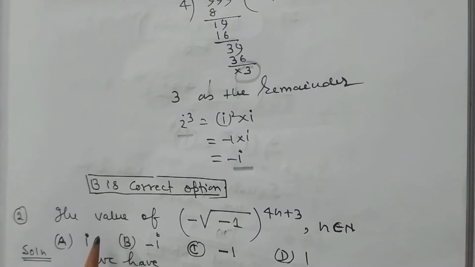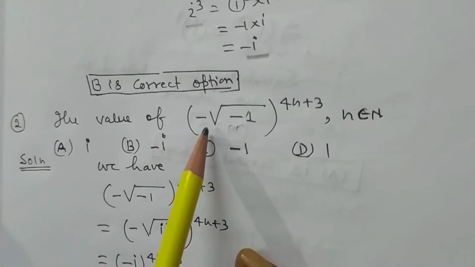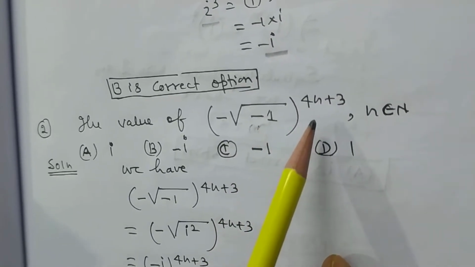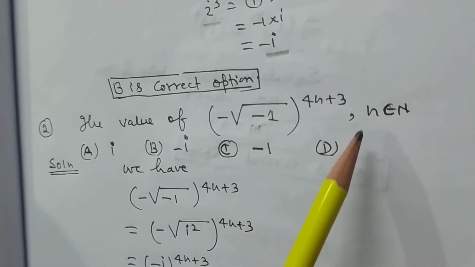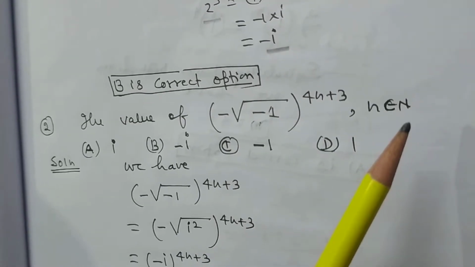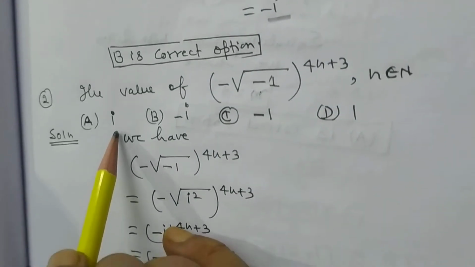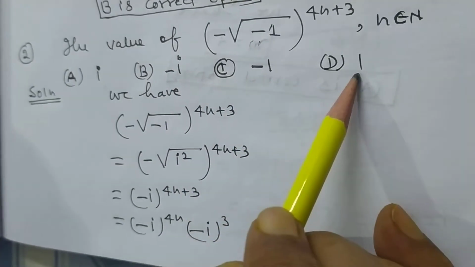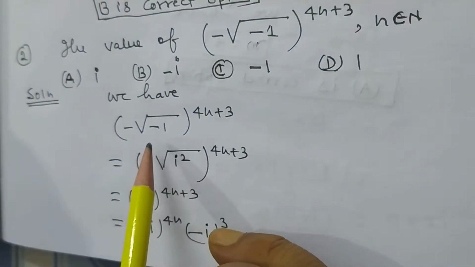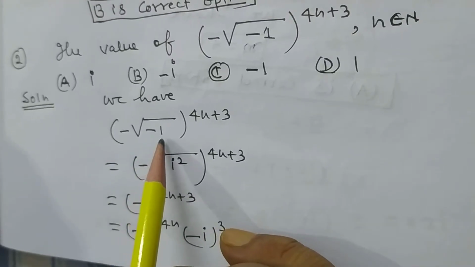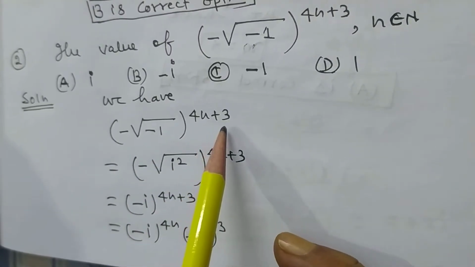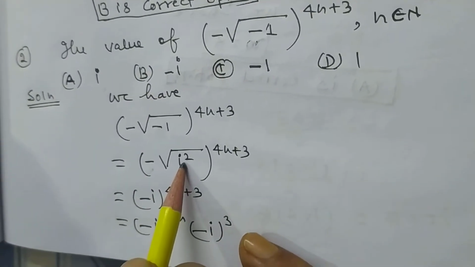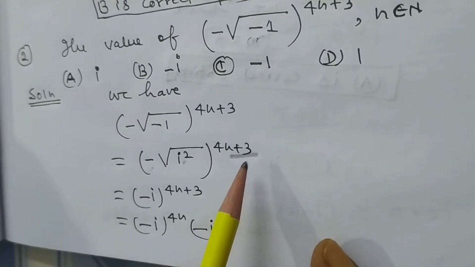My dear student, the value of minus square root of minus 1 whole to the power 4n plus 3, where n belongs to natural number. A is equal to i, B is equal to minus i, C is equal to minus 1 and D is equal to 1. We have minus square root of minus 1, 4n plus 3 is equal to how much? Minus i square, 4n plus 3.